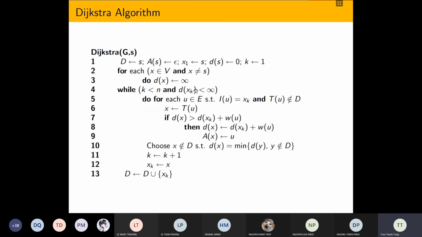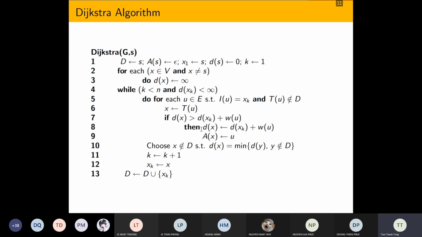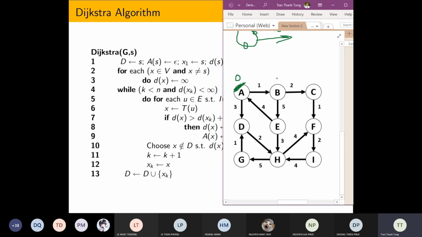Now we set it to x and check whether the distance from the source to x is bigger than the distance of xk plus the edge. A has 0 here, and the distance at the beginning is infinity, which is bigger than anything. So if 0 plus 1 is smaller than this, we update. We set the distance to that node equal to this plus the edge, so this one we set to 1.